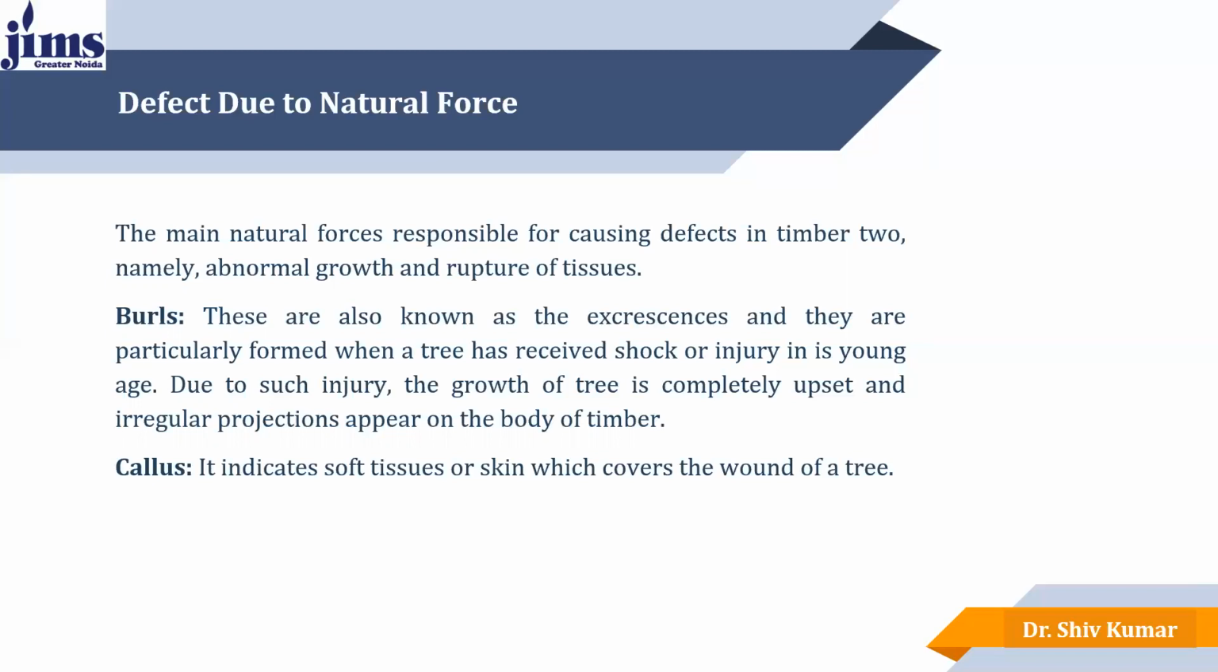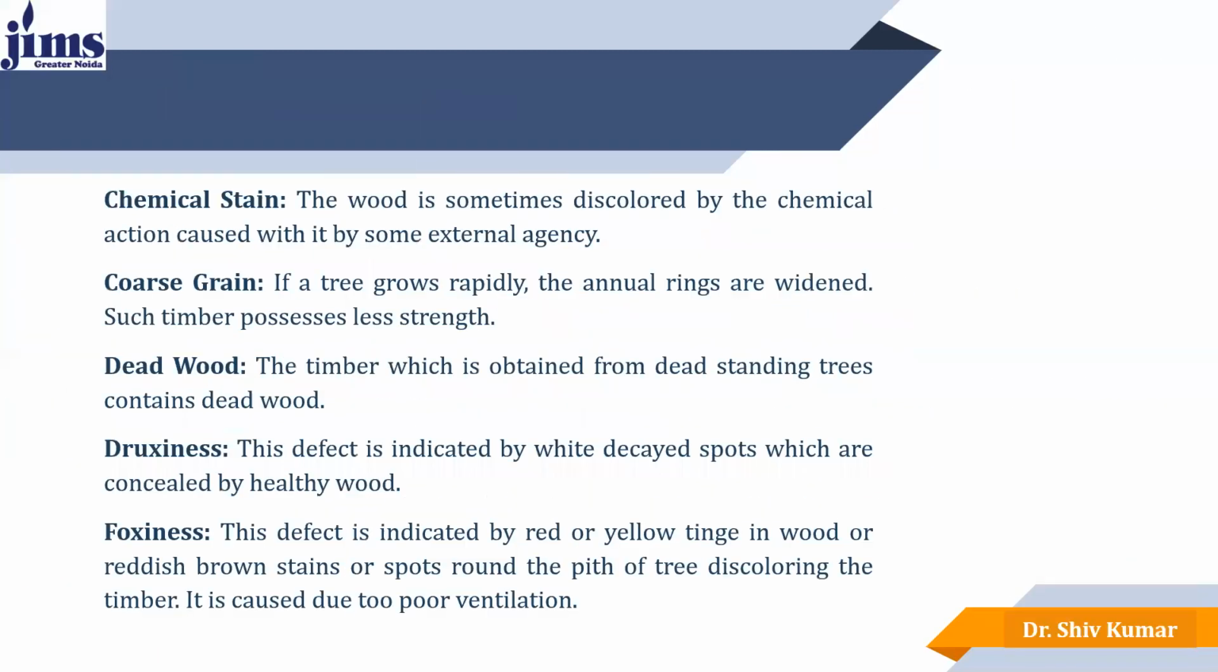Next is the callus. It indicates the removal of soft tissues or skin from the tree. So when we remove the skin or some part of the plant, then this soft tissue covers that wound and forms a callus, which is generally considered a defect. Next is the chemical stain. The chemical stain may be formed due to some external agency, and that may cause some stain on the wood.